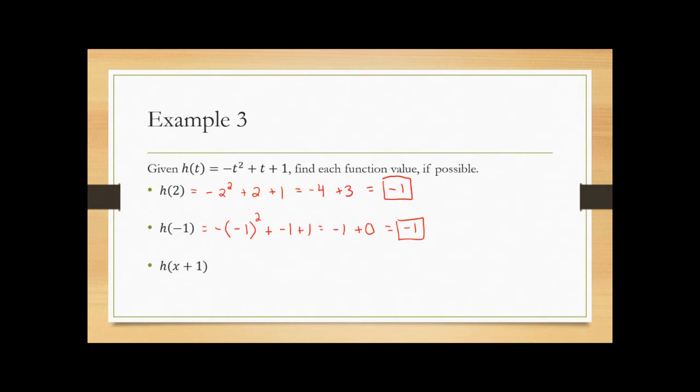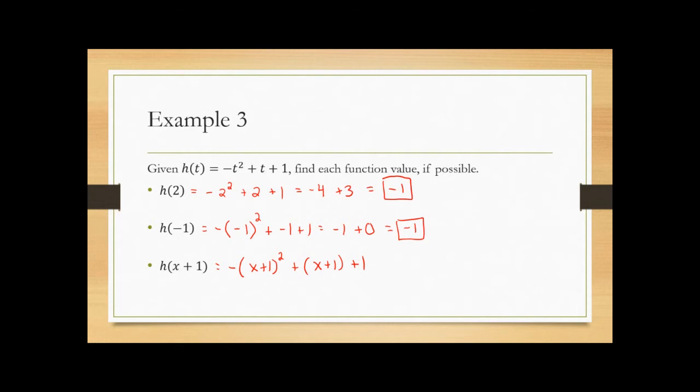Now the last one here, we're not plugging in just a number. We have x plus 1. So we're following the same rule. Everywhere we see t, I need to replace it with x plus 1. So I have a negative, and then x plus 1 squared plus x plus 1, and then plus 1.